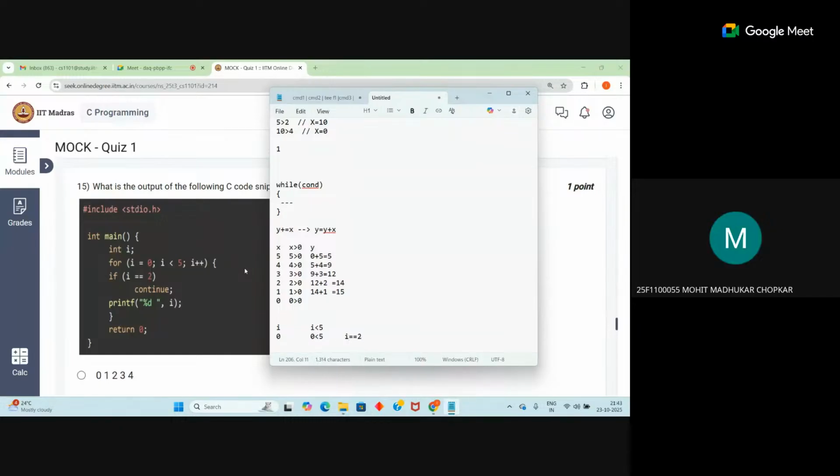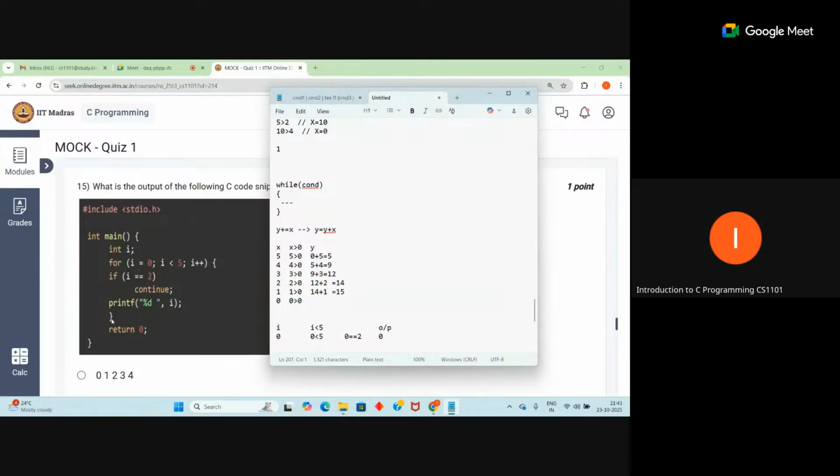No, ma'am. Okay. So 0 equal to 2, which is false. False means it won't execute continue. So it will come to this statement and the output, what is the output that we are getting? Print I value. So the output will be 0, because the condition is false.